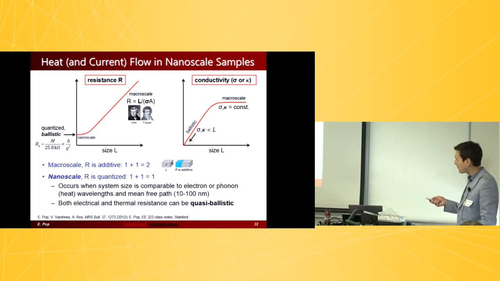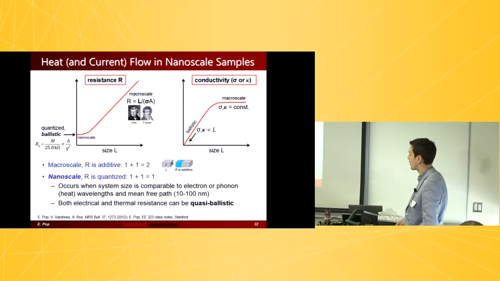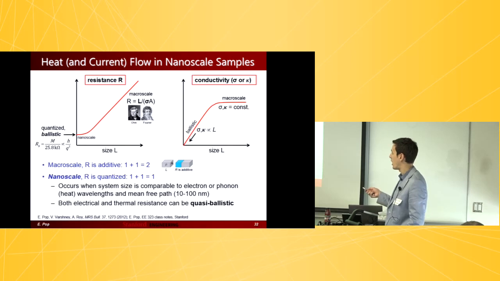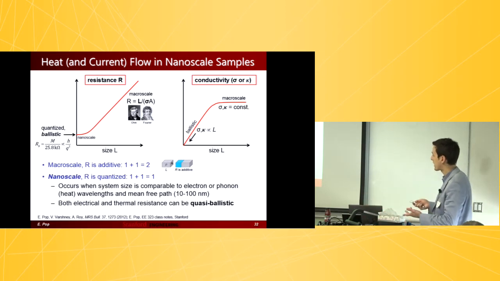And so what you probably know from electrical resistance is that Ohm's law holds all the way till you reach the nanoscale, right? But the same thing happens with Fourier as well. So Fourier's thermal laws hold all the way until you reach the nanoscale. But then when you get to very small dimensions, you can have quantized resistance, ballistic effects, both electronically as well as thermally, right?